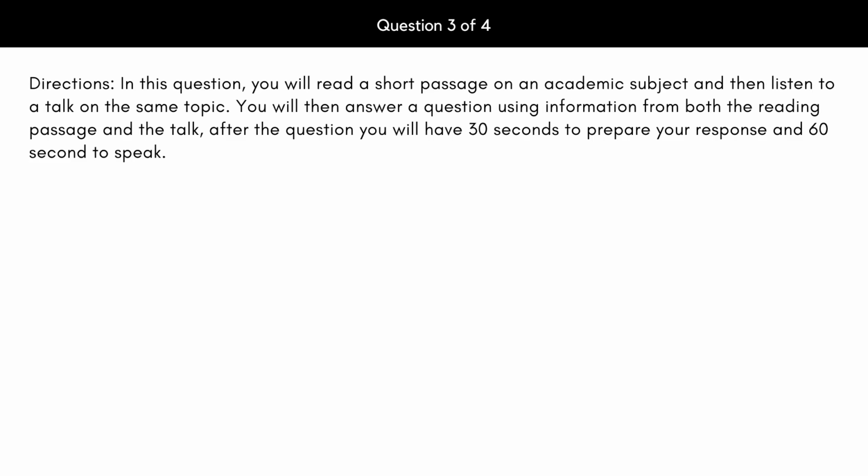Directions. In this question, you will read a short passage on an academic subject and then listen to a talk on the same topic. You will then answer a question using information from both the reading passage and the talk. After the question, you will have 30 seconds to prepare your response and 60 seconds to speak.